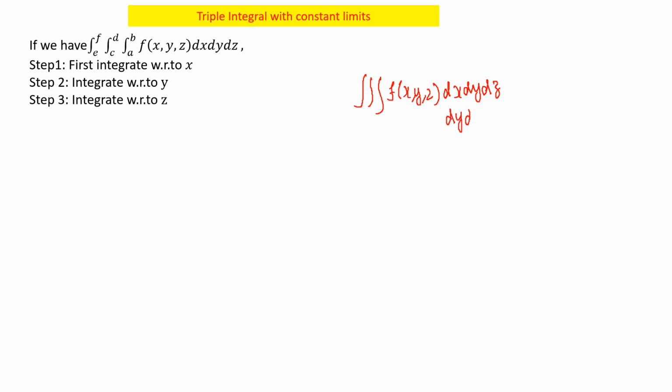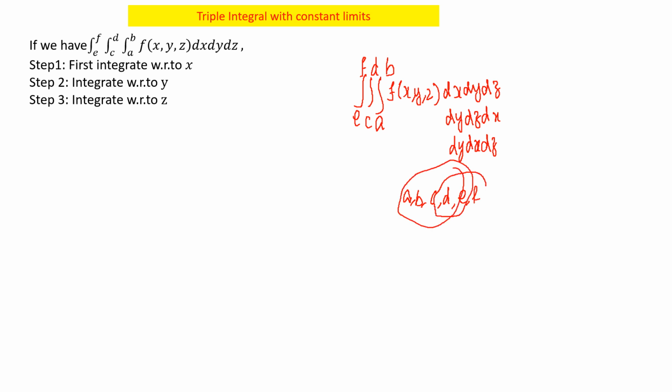Sometimes you may have dy, dz, dx, or sometimes you have dy, dx and dz and so on. So whatever may be the order, if the limits are constants, then we need not worry about that. Sometimes the limits are like this: a, b, here c, d, and here we have e, f. All these limit values a, b, c, d, e, f are constants.